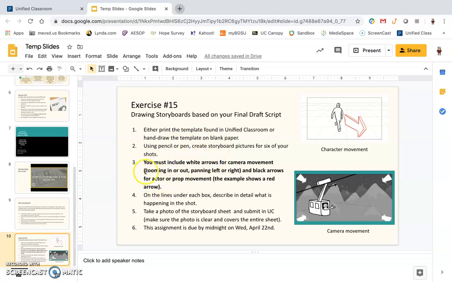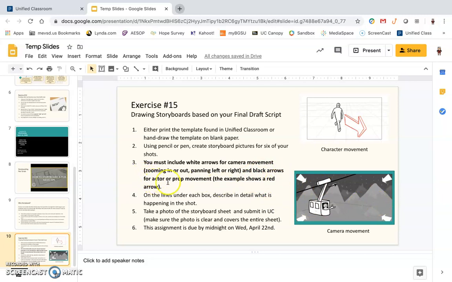This is important though. You must include white arrows for camera movement, zooming in and out, panning left and right, which is what you see here. So these white arrows represent that the camera is slowly panning in, or zooming in, sorry, into this picture. If the arrows were pointing out, they would be zooming out. If the arrow was going to the left, that means the camera would be panning to the left. Same thing with the right.